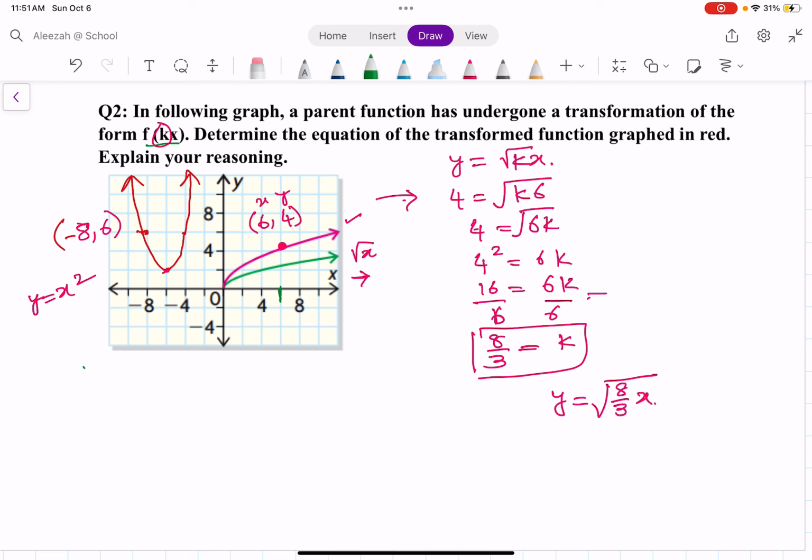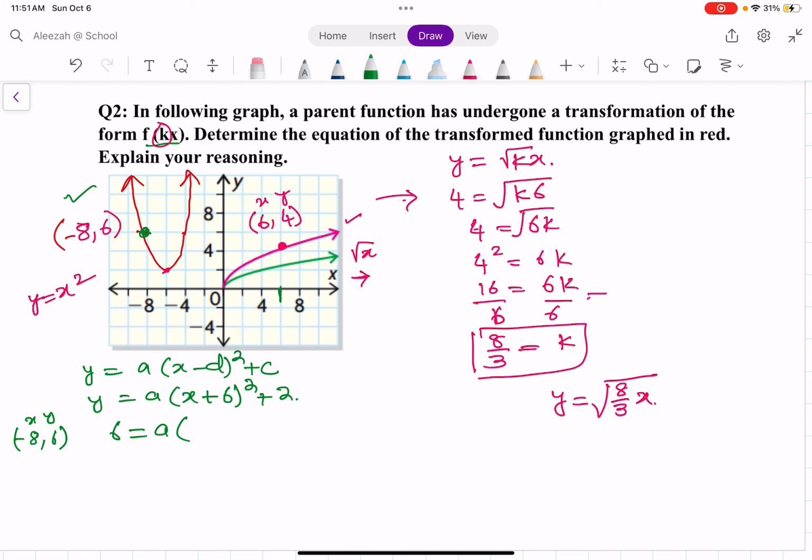So my equation is basically y equals a(x minus d) squared plus c. And that becomes a(x plus 6) squared, since it's 6 units to the left, and c is plus 2, right? Now I take a random point on the graph again with the coordinates minus 8 and 6. So I plug in minus 8 and 6, right? This is my x, this is my y. So that becomes 6 equals a, where x is minus 8.